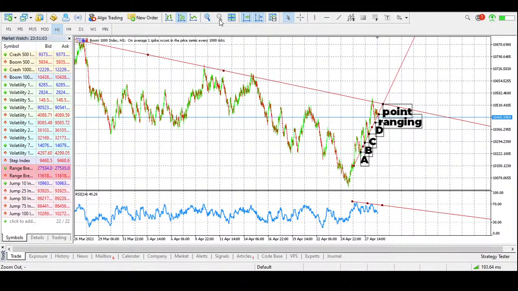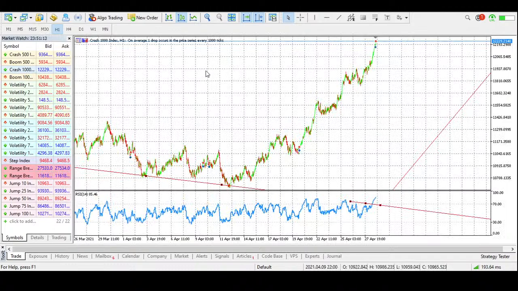And actually, Boom 1000 has been trending down for a long time. Sometimes the trends are so long they become annoying. Like Crash 1000 has been trending upward for a very, very long time. And this is what's happening here. There's a huge gap here. All this space is room for a retracement. The entire space here is room for retracement.